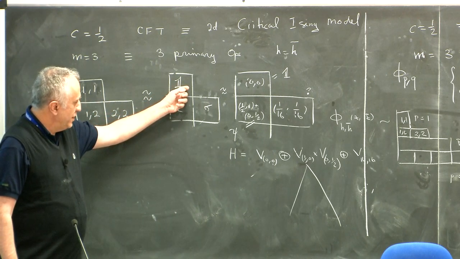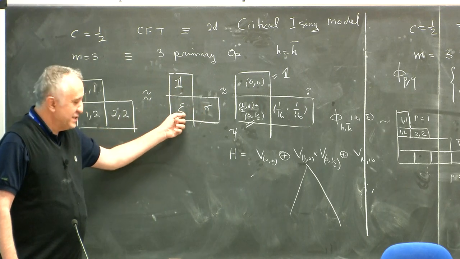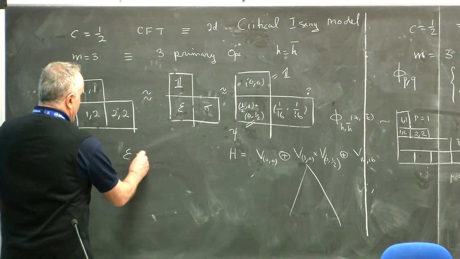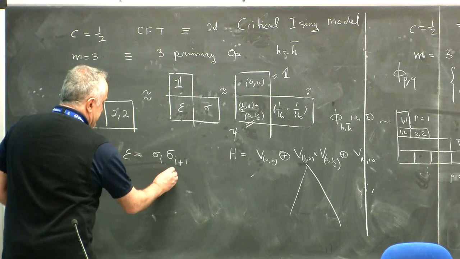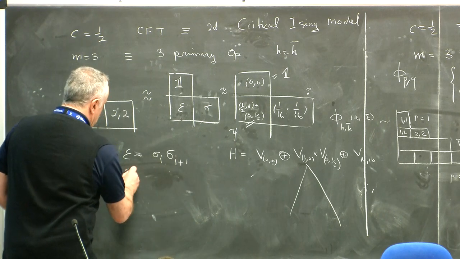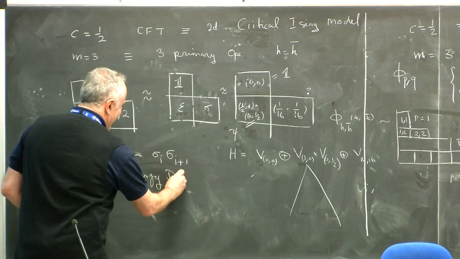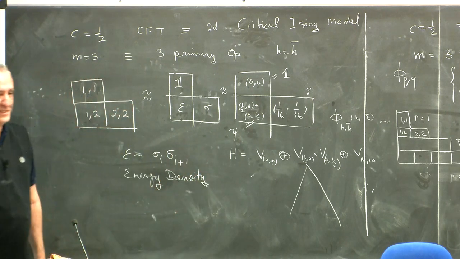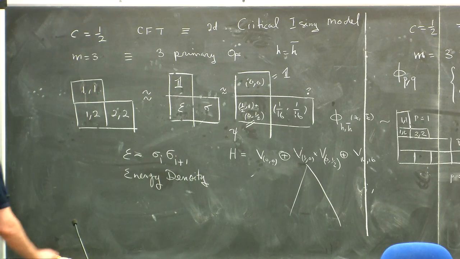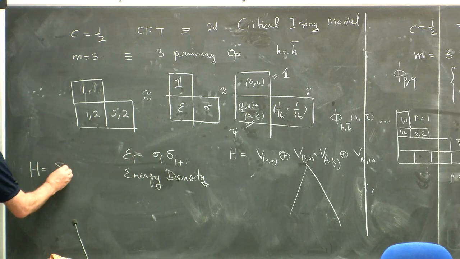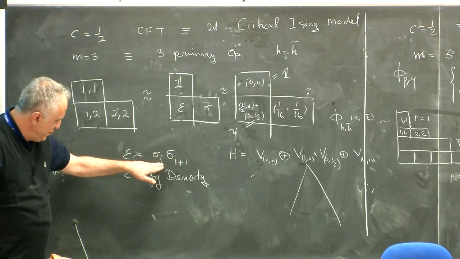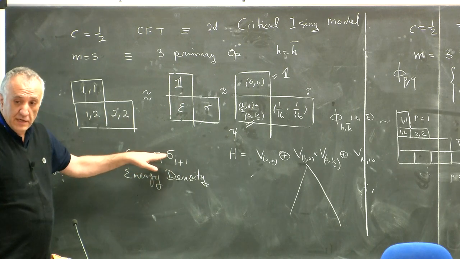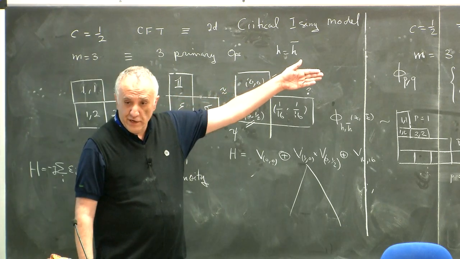This is the unit operator, obviously. This is the spin. So what is this? This is, in fact, equal to sigma I plus 1, the energy density. So in fact, the Hamiltonian is the sum of energy densities. This operator does exist in the Ising model, but you really have to do this calculation to then see it. And then it does have that 1 over r correlator.